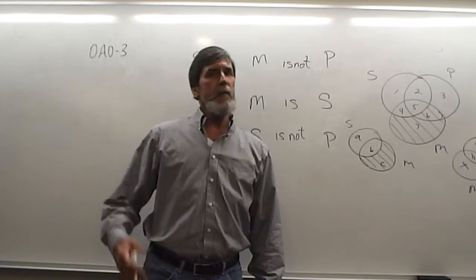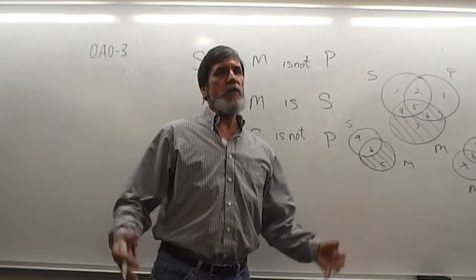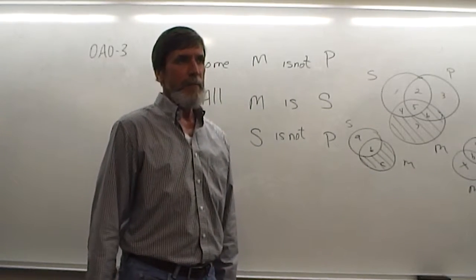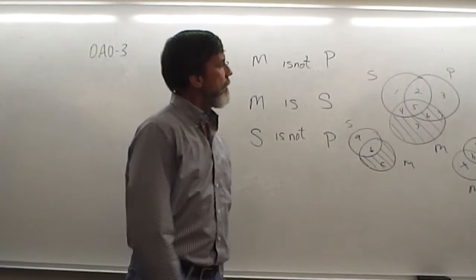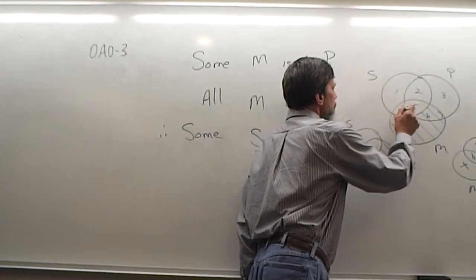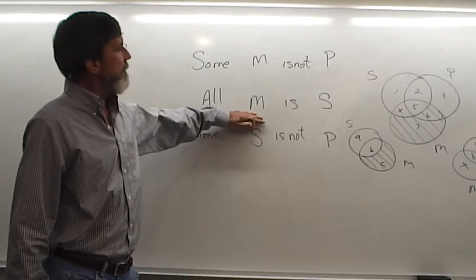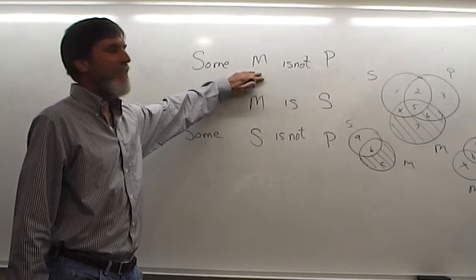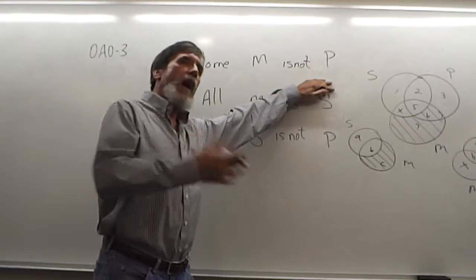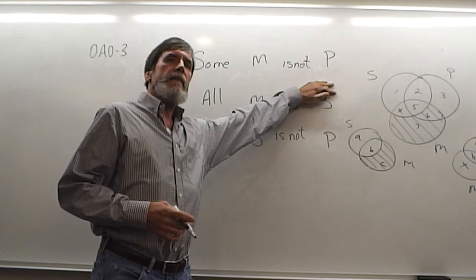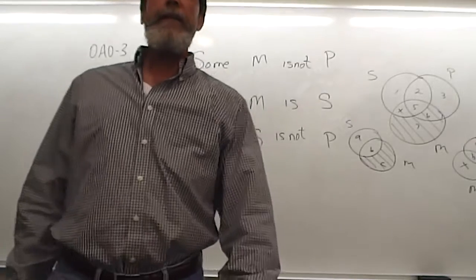Agreed? Yeah, but we've just established that there is nothing in 7. So we don't have a choice of where to put this X. It plainly goes in segment 4. Let's check. Is that X inside of M? Yeah, so it is some M. And is it not inside of P? Yes, it is not. So we've diagrammed the premise correctly.